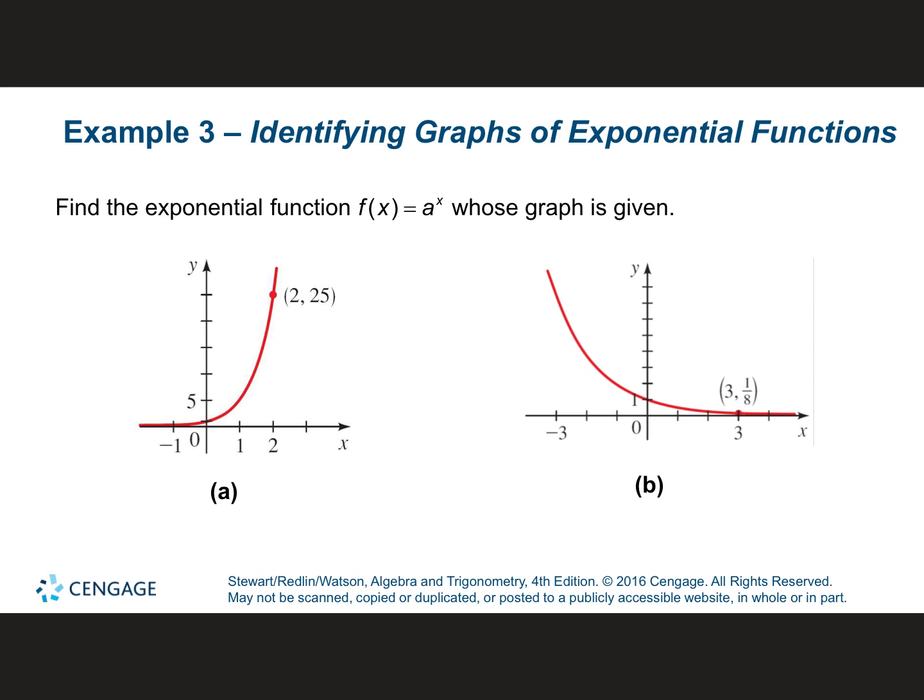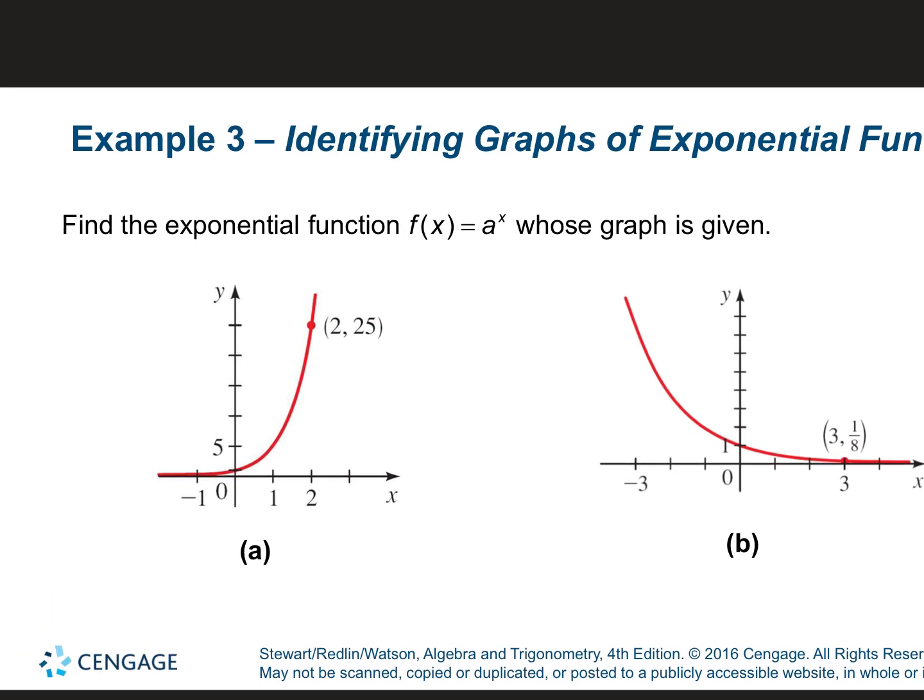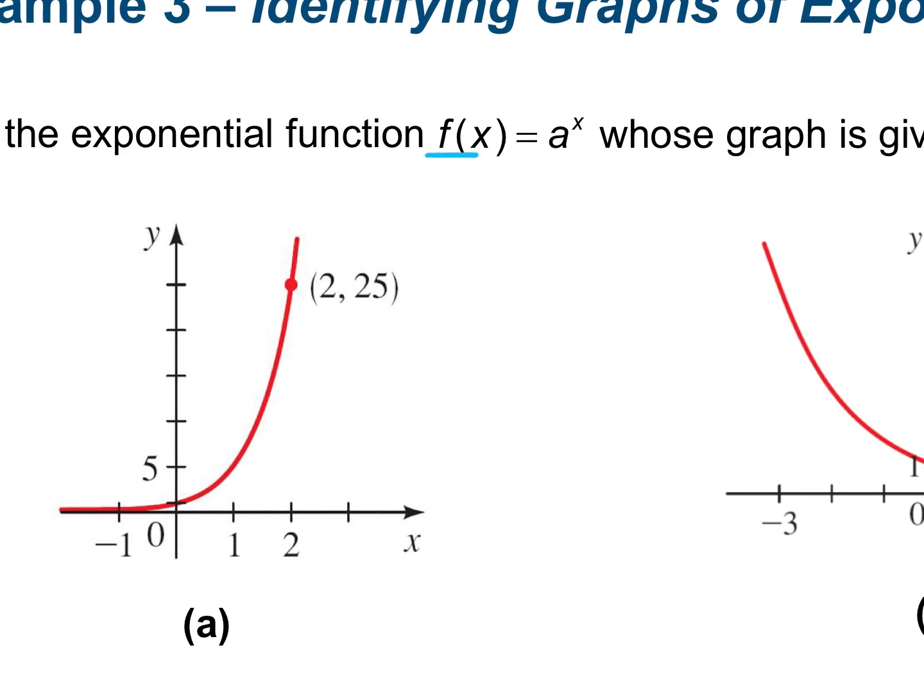In example 3, it asks us to find the exponential function f of x is equal to a to the power of x, whose graph is given. So I'm going to use this to help us. I'm going to say y is equal to a to the power of x. Our goal is to find a. X is always going to be our exponent. F of x is just the name of our function, so we're trying to find a. I just renamed f of x to be y to help us a little bit.